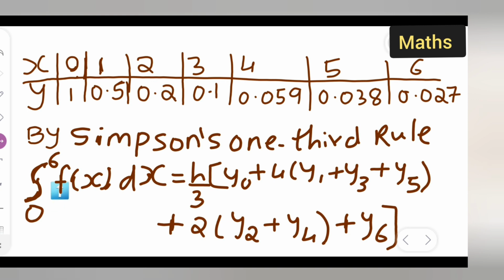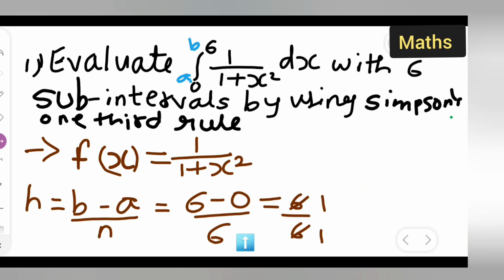So integral from 0 to 6 f of x dx is equal to h upon 3 [y0 plus 4 into (y1 plus y3 plus y5) plus 2 into (y2 plus y4 plus y6)], close the bracket. Now here you all can see that the f of x is nothing but 1 plus 1 upon x square.